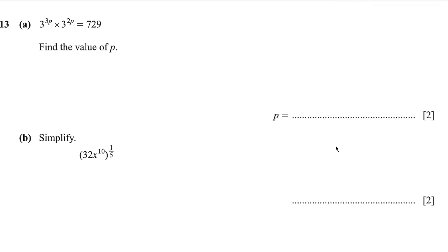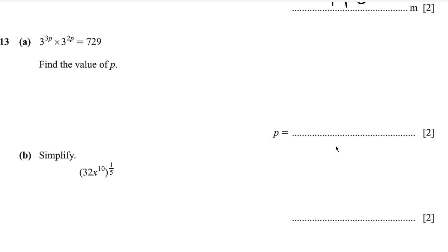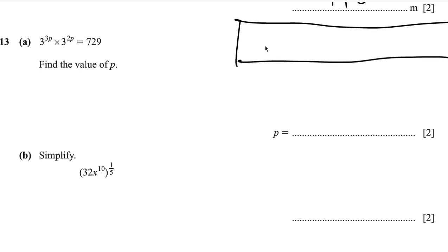Question 13 says 3 to the 3p times 3 to the 2p is equal to 729. So that leads us to some important laws, right? If you have x to the a multiplying x to the b, you can see that we have x to the a times x to the b going to be equal to x to the a plus b. So let's apply that here.